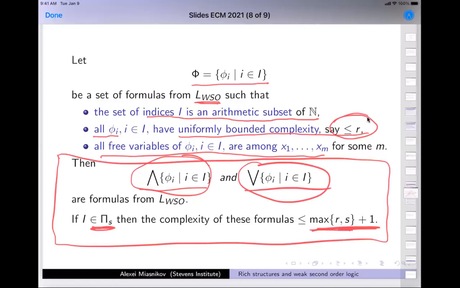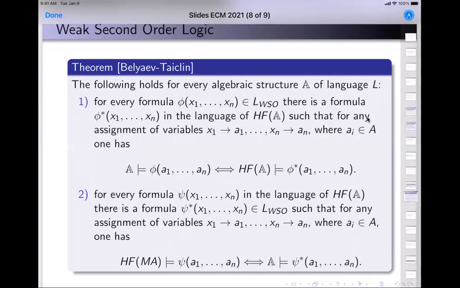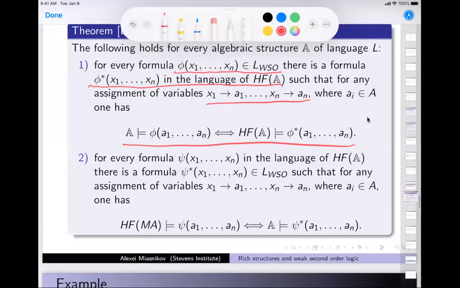So you build this fragment, and what Belyaev and Taitslin long time ago proved, Taitslin called it Belyaev's logic, but anyway, they proved that for any algebraic structure, for every formula phi of this fragment, there is a formula phi star in the language of HF of A, such that if you assign variables to elements of A, these formulas are equivalent. So every formula from our fragment L WSO has a corresponding formula phi star in HF of A, which is equivalent to phi. And the converse is also true. In other words, these two logics are equivalent over A for any A.